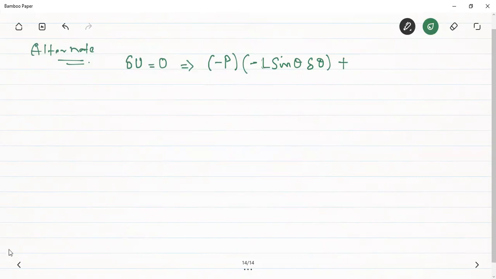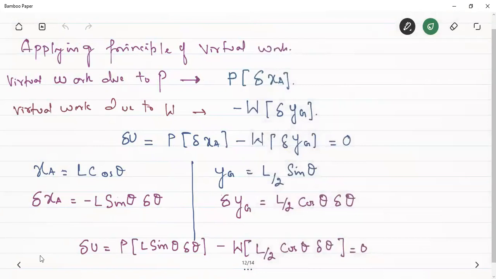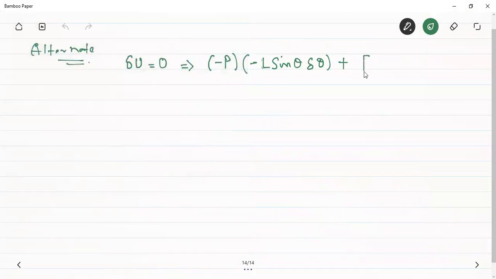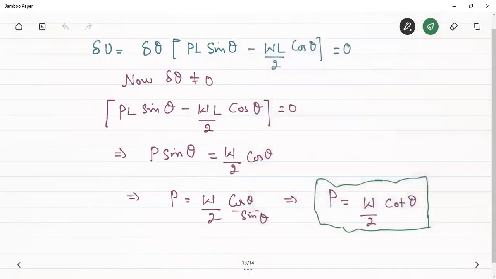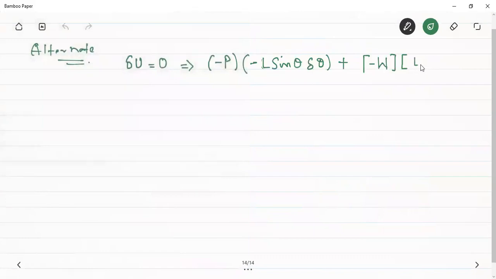Okay, now the virtual work due to the weight will be due to the weight in the downward direction. The weight is acting in the downward direction, that is in the downward direction this weight is to be taken as negative because it is acting towards the negative y-axis. Okay, and here the displacement in the y direction has to be taken as L by 2 cos theta delta theta. L by 2 cos theta delta theta.